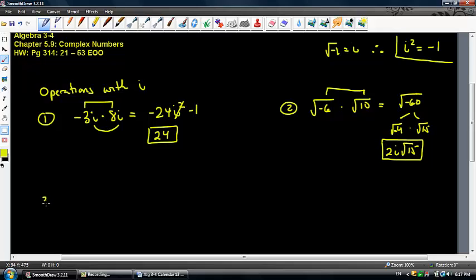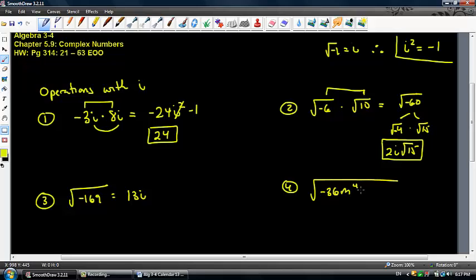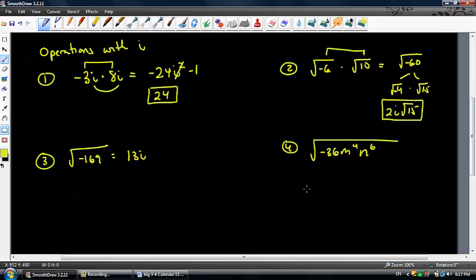All right, so let's do a couple more difficult ones. If I say the square root of -169, well, that's kind of a perfect square right there. That's 13I. Pretty simple. And the next example, let's do something a little bit more tricky: the square root of -36 m to the 4th n to the 6th. Well, the square root of -36 is 6I. The square root of m to the 4th is m squared. And the square root of n to the 6th is n to the 3rd, but remember, because it's jumping out as an odd exponent, you must put the absolute value bars around the n to the 3rd.